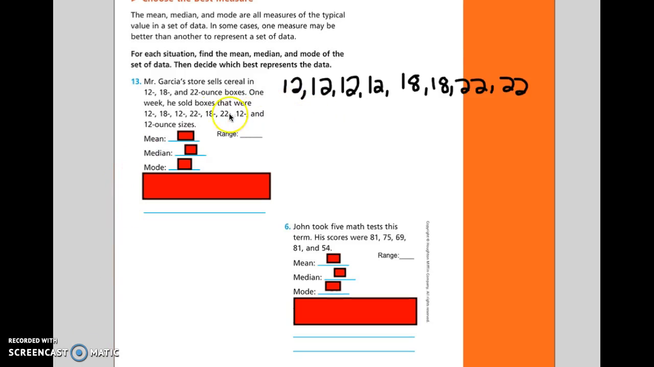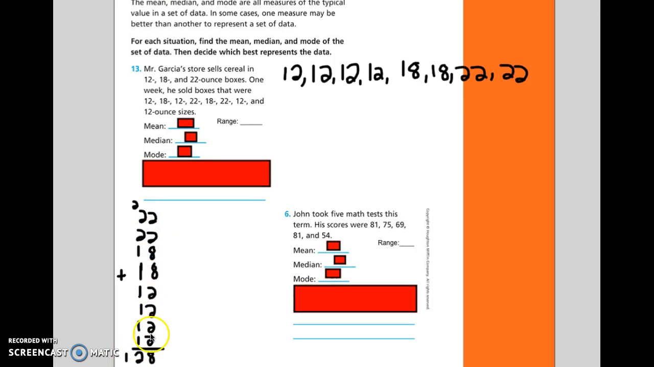All right, so I've listed my numbers. There's 8 pieces of data here from smallest to greatest. To find the mean, the first thing I need to do is add all of these numbers up. I'm going to go ahead and do that. All right, so when I added all these numbers up, I got 128. The next step is to count my number of numbers in my data set, because to find the mean, I take that total, that sum, and I have to divide it by the numbers that I have. So I've got 1, 2, 3, 4, 5, 6, 7, 8. So I'm going to do 128 divided by 8.